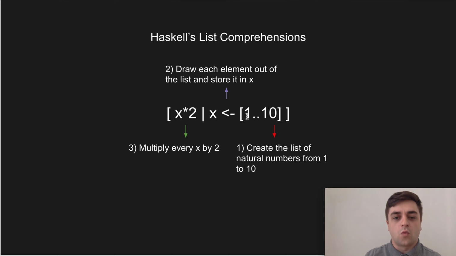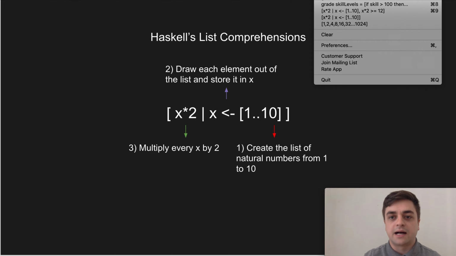So this says draw every single item from the list here, one item at a time, and store it in X, right? Draw each element out of the list and store it in X. That's quite important, because then the magic, any manipulation on X happens on the left, right? And in this case, we're multiplying X by 2. So every single X by 2, and after each multiplication, we put that into a new list, and we end up with a resulting list.